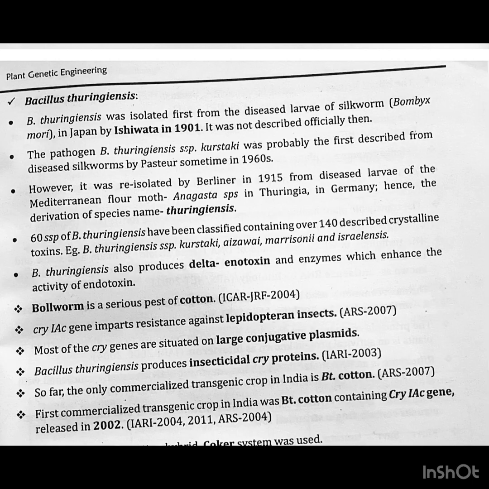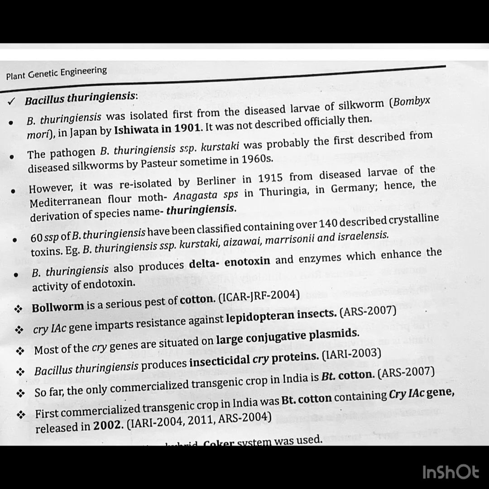Sixty subspecies of Bacillus thuringiensis have been classified, containing over 140 described crystalline toxins. Bacillus thuringiensis subspecies kurstaki, aizawai, morrisoni, and israelensis. Bacillus thuringiensis also produces delta-endotoxin and an enzyme which enhances the activity of the endotoxin. Bollworm is a serious pest of cotton. ICAR JRF 2004. The Cry1Ac gene imparts resistance against lepidopteran insects.